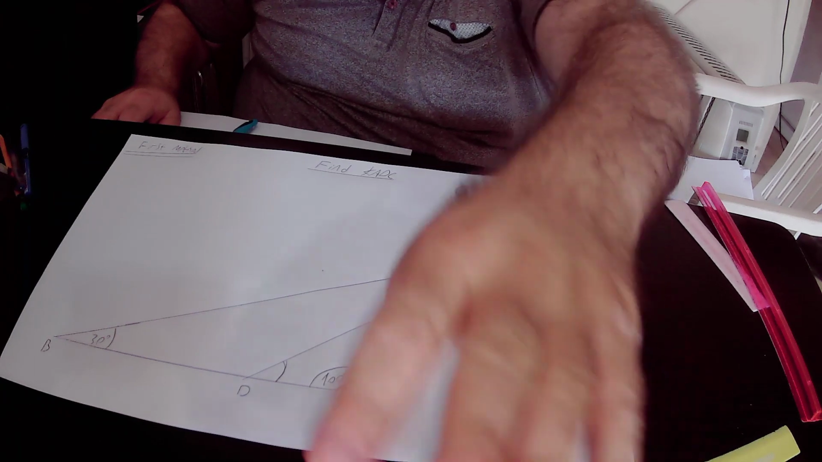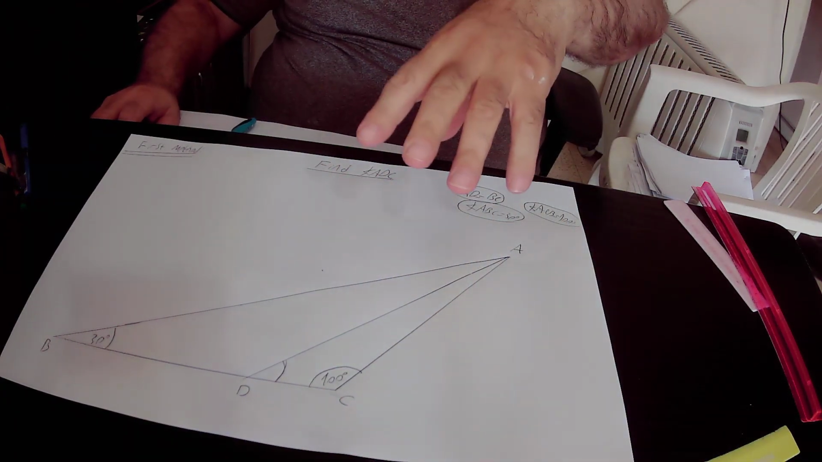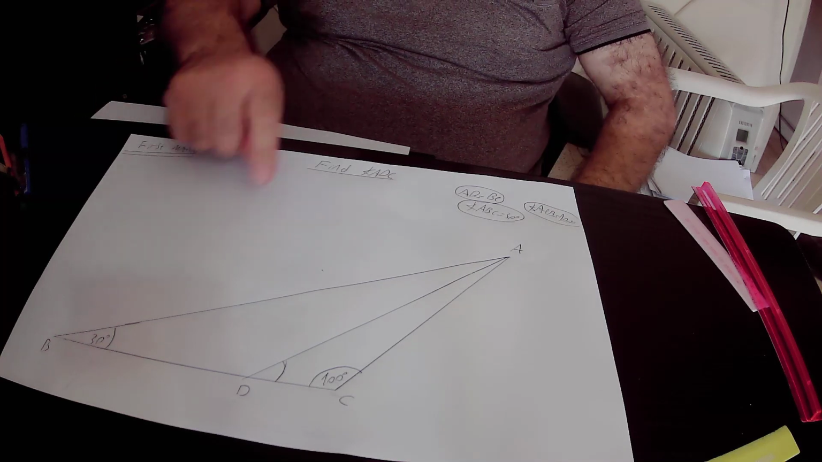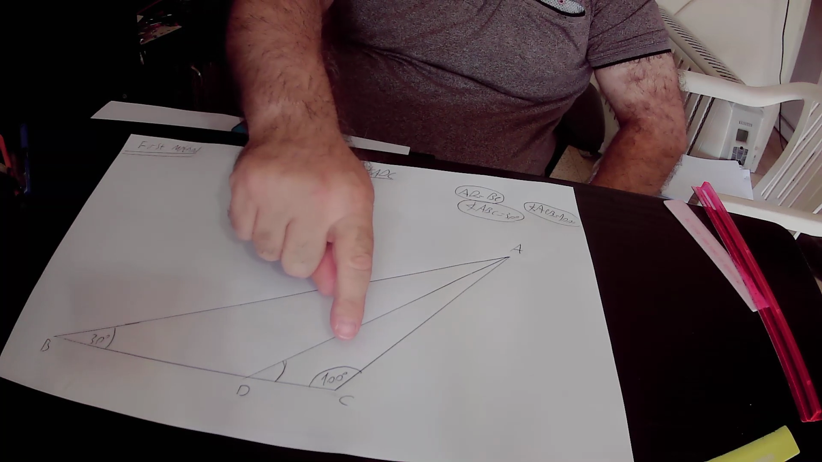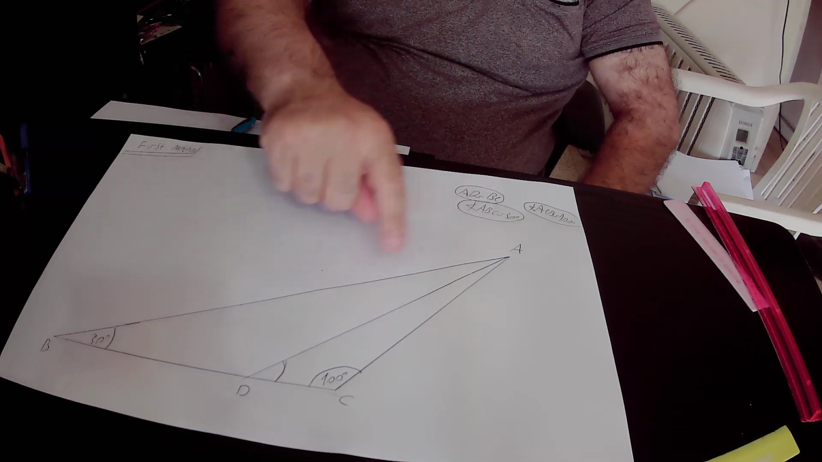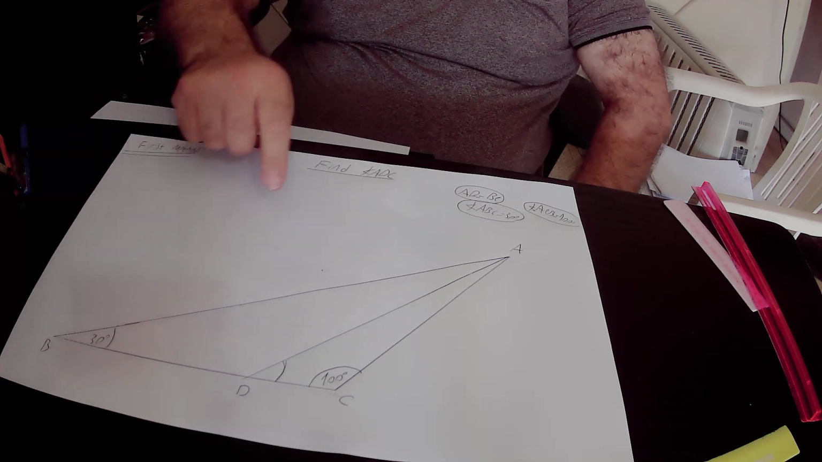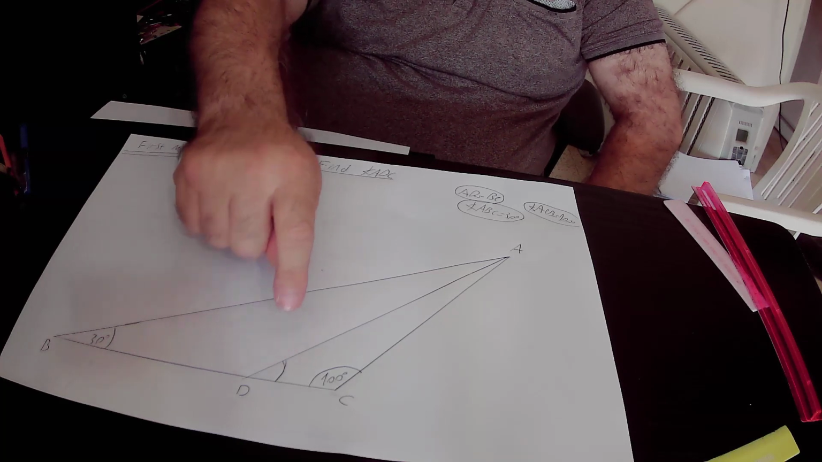Hello, in this lecture we'll find out the value of angle ADC using two different methods. In the drawing we have triangle ABC. We know that angle ABC equals 30 degrees. This angle ACB equals 100 degrees. We also know that side AD equals side BC. And we want to find out the value of this angle ADC.